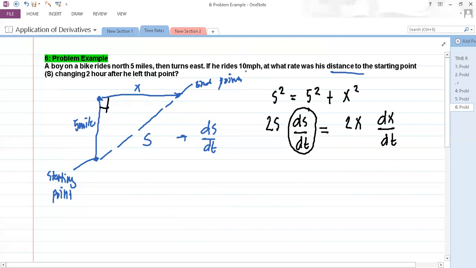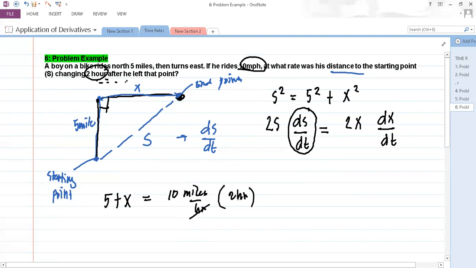So sabi niya, if he rides 10 miles per hour, yung rate niya is 10 miles per hour. After 2 hours, andito na siya, ano daw yung distance? So we can formulate our equation here to find for x. That is 5 plus x. So ito yung total distance na linakbay niya. That is 5 plus x. Ang rate niya is 10 miles per hour, and after 2 hours, andito na siya sa endpoint niya. So 10 miles per hour multiplied by 2 hours, makukuha natin yung total distance of this.